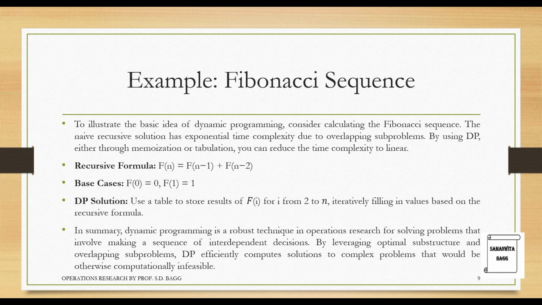So you can see the recursive formula f of n. This is a mathematical formula. It is f of n minus 1 plus f of n minus 2. Base cases: f of 0 is 0. These are the initial conditions, as we say, and f of 1 is 1. The dynamic programming solution: use a table to store results of f of i for i from 2 to n, iteratively filling in values based on the recursive formula. So this is an example of the use of dynamic programming.